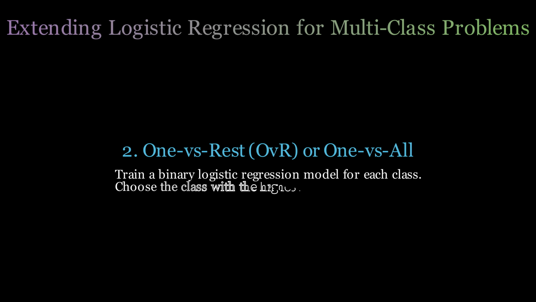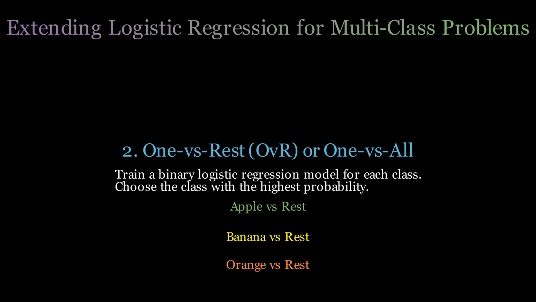One versus rest, or one versus all, is another technique. Here, we train a separate binary logistic regression model for each class. For each model, we treat one class as positive and all other classes as negative. To make a prediction, we choose the class with the highest probability.